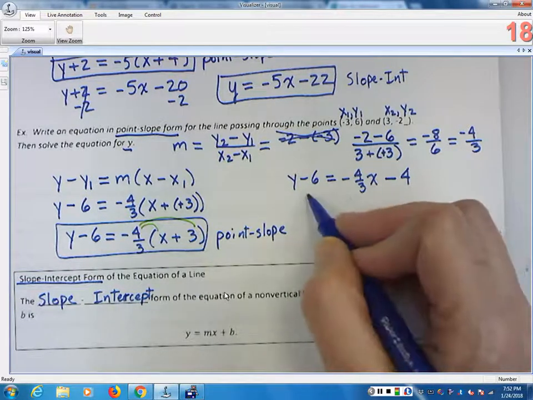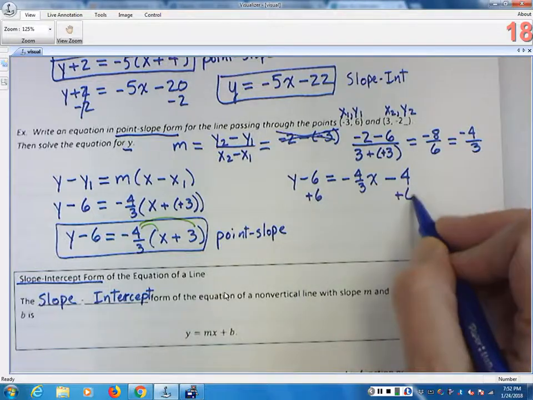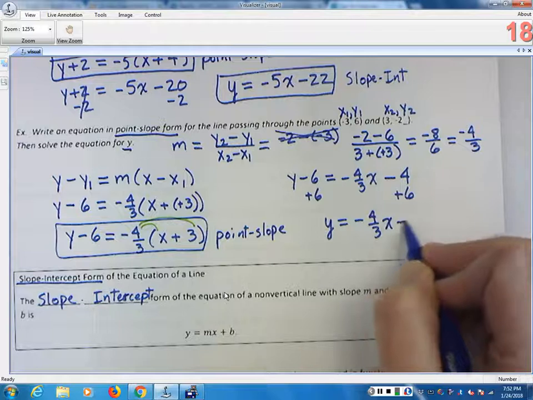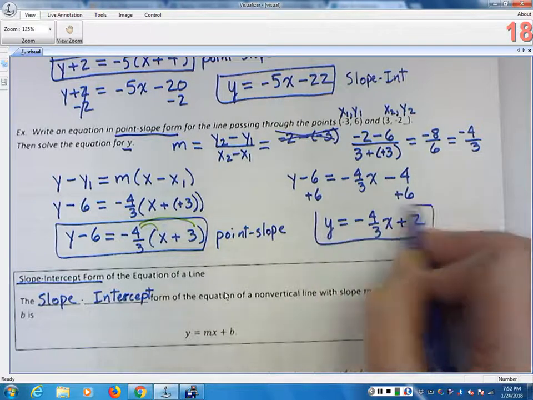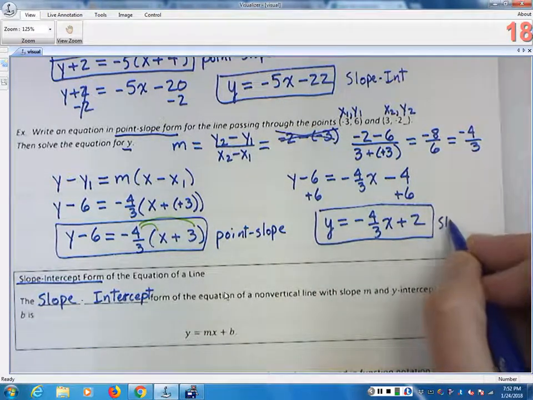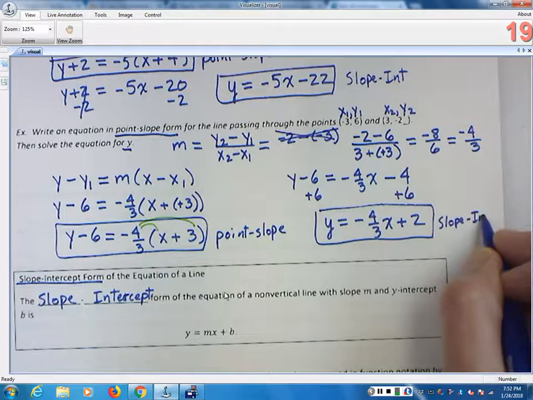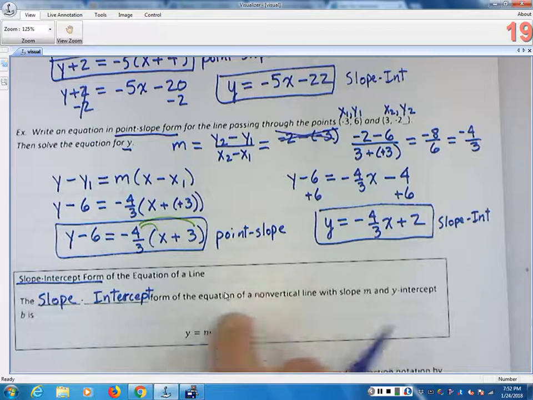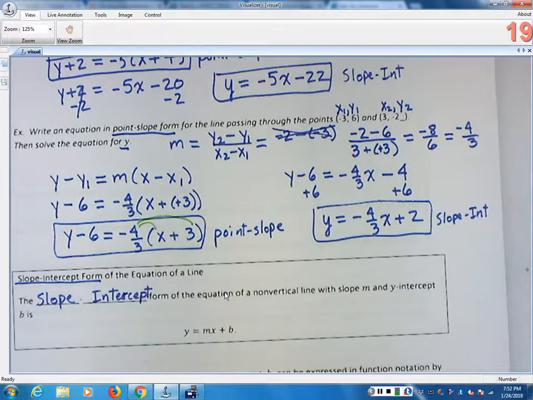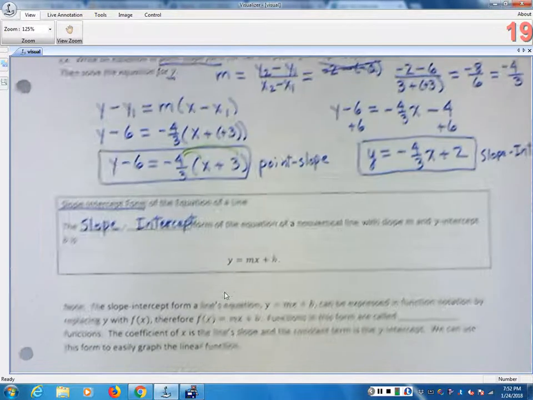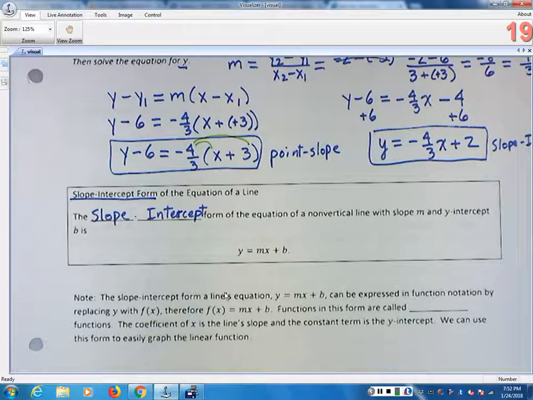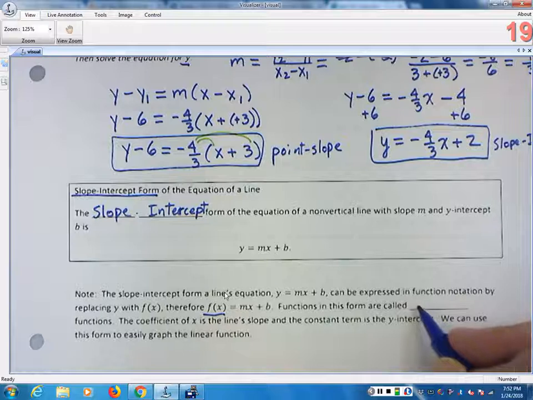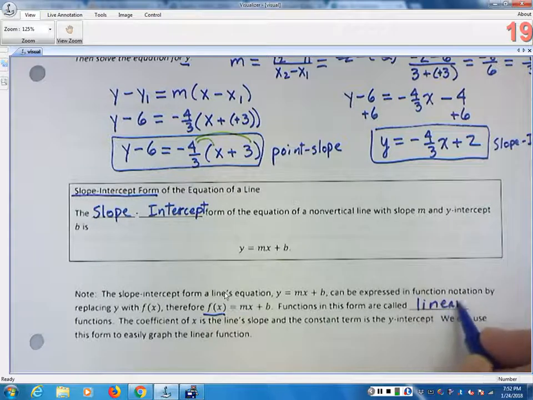And now we're going to add the 6 to both sides. So y equals minus 4/3 x plus 2. And that's slope intercept. That's point slope. Okay? And that's the slope intercept, and if we change it to function notation, that's called a linear function because it's a line.